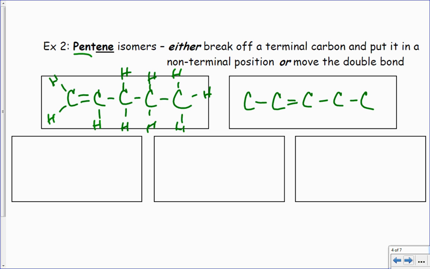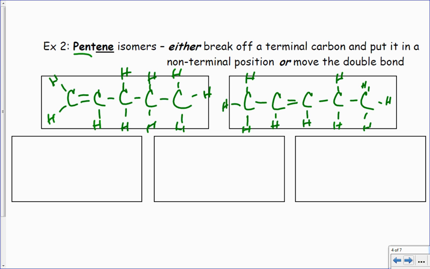Still have 5 carbons, 1, 2, 3, 4, 5, beautiful. Then let me fill in my hydrogens. I need 3 bonds to this carbon. The second carbon now has 3, so it only needs 1. The third carbon now has 3, so it only needs 1. I should have drawn it up so they're opposite. That's okay. I need 2 on the fourth and 3 on the third.